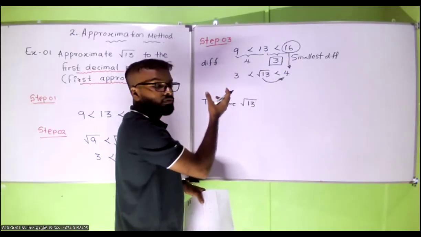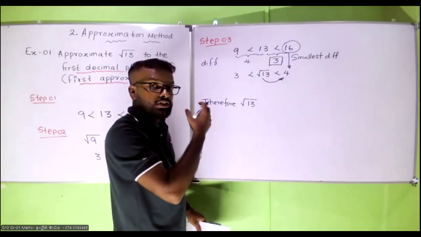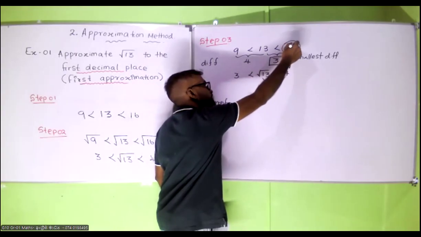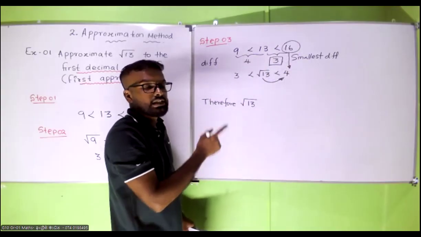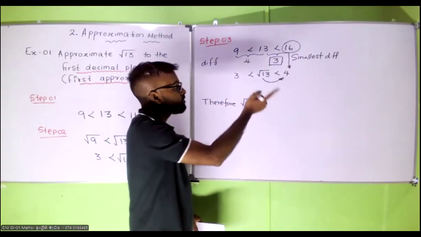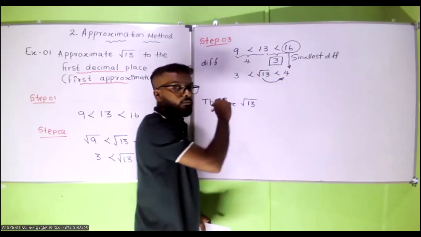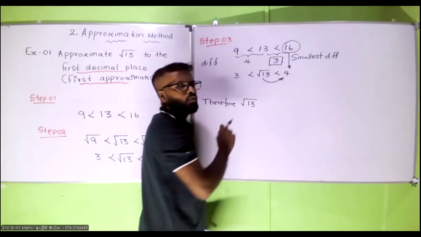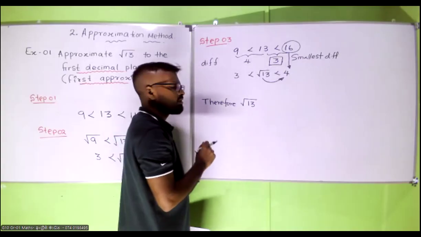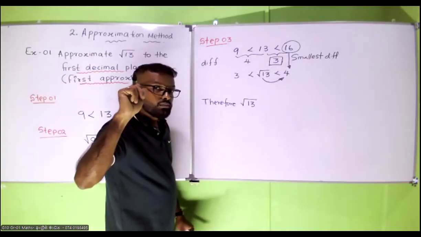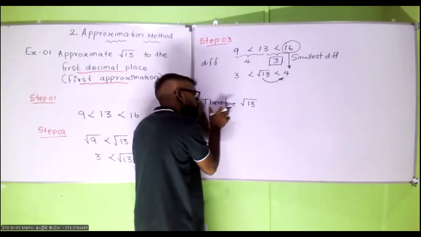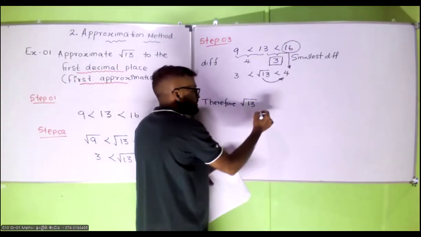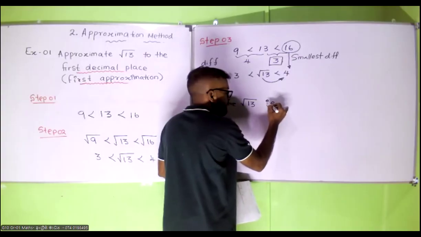The square root of 13 can be a value which is closer to 4 because we have found the smallest gap here, which is closer to 16. 13 is closer to 16, so the square root of 13 could be a value which is very close to 4. I am going to explain the important thing now. Therefore, square root of 13 is a value closer to 4. We have written down this.